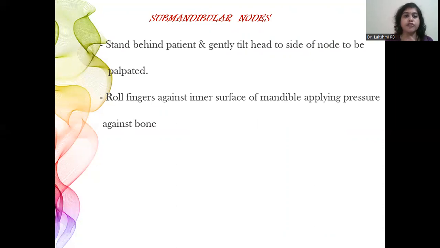Okay, so here if you're examining the patient's right side, that is my right side, you should ask me or gently tilt my head to the side that is being examined, that is your right side, and you're supposed to be rolling your fingers against the inner surface of your mandible by applying pressure against the bone. Here again, you're going to use the pads of your fingers, your forefingers, okay, under the mandible, under the chin, under your neck, and apply pressure against the bone like this in a rolling motion.